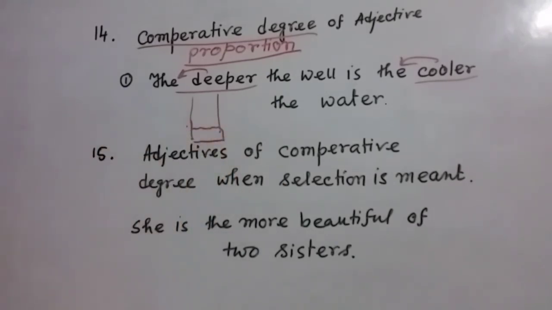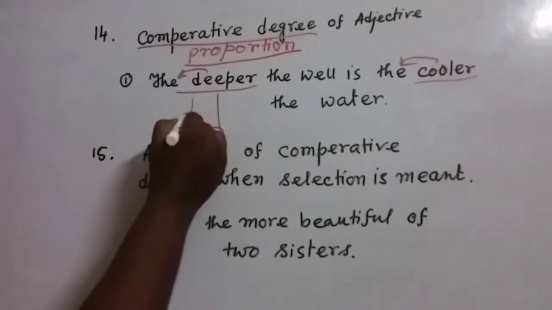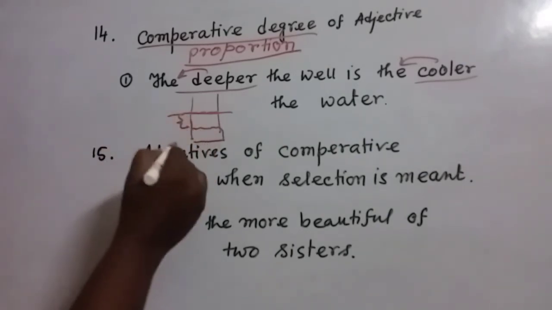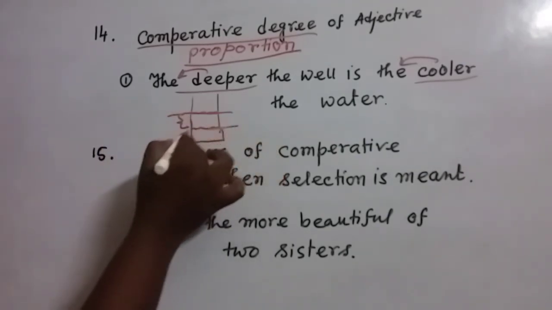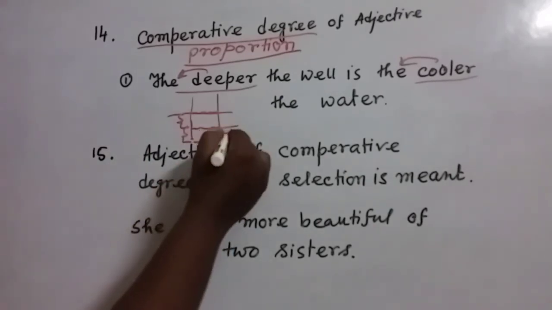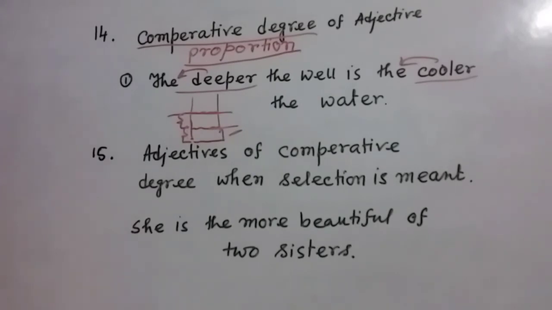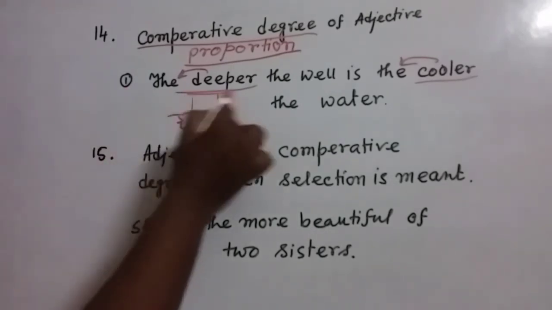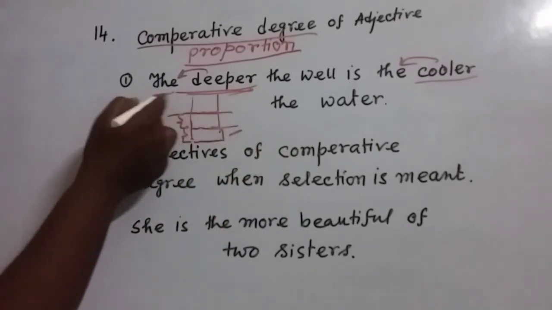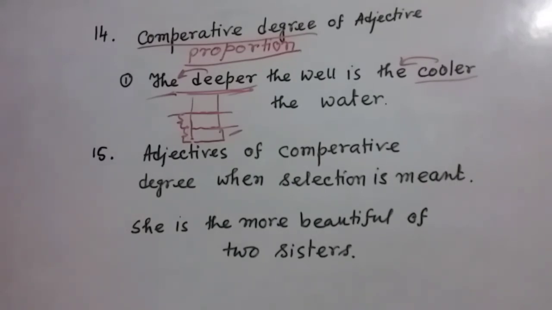There is a proportion of water. If the level is this one, there will be a quantity of water, and if it is deeper, then there will be less quantity of water. As it is much deeper, normally the water will be the cooler. That means here there is the sense of proportion, and that's why we have used the term the before it. But these are rarely used, but we have to know the rules.